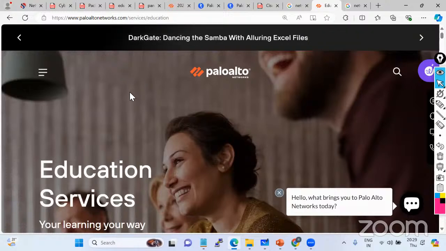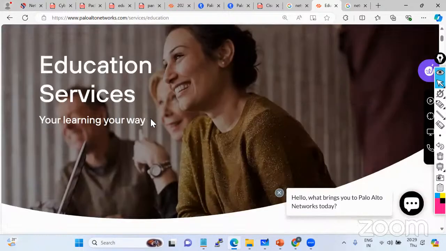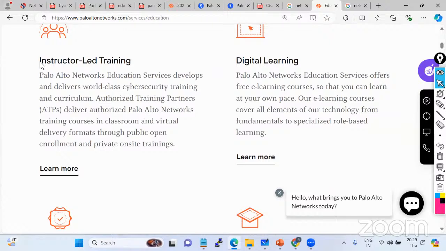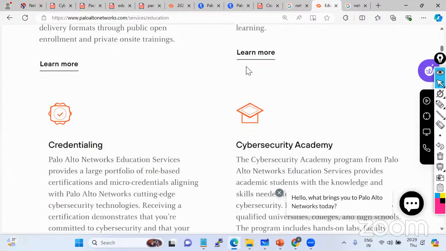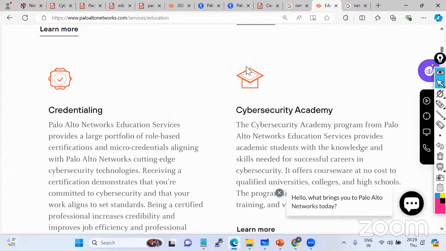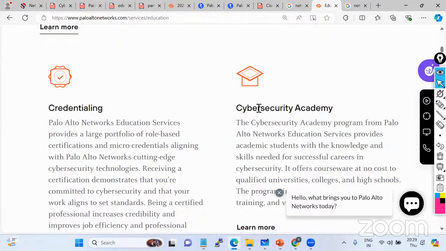So we have a lot of details available here, and in this detail, if you go here, we have the instructor-led trainings available. If you want to do it directly with the Palo Alto firewall, there is digital learning, which means self-paced trainings are available, so you can directly get it from that Palo Alto firewall training. But you have to pay a lot. These are the credential rating firewall, cybersecurity academy, right?